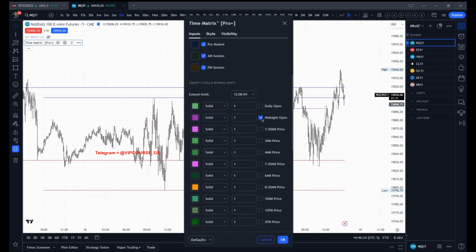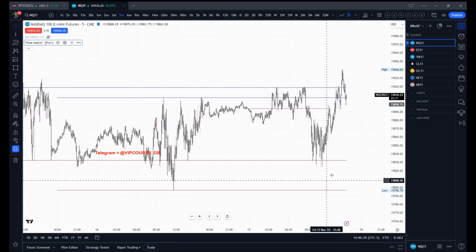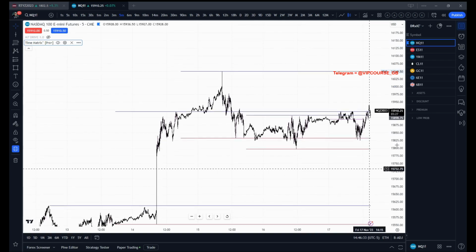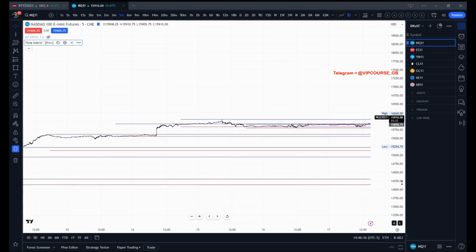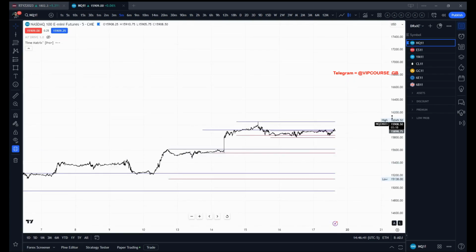Before I had DR, I traded PD arrays and I traded reversals. And the PD arrays I trade are previous days and previous weeks highs and lows. And that's what you're seeing here.